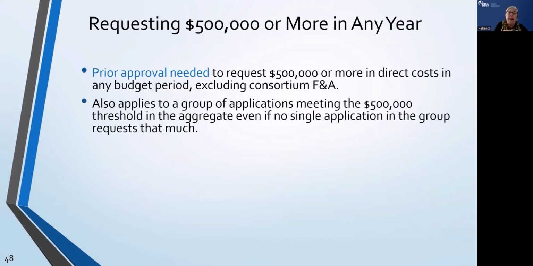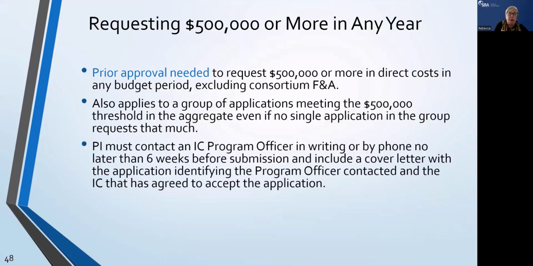And again, if there's a group of applications that are applying as a grouped consortium, still, if they're all coming in, they need prior approval. The ICs, you must contact the IC program officer and get something in writing. So there has to be a cover letter in the application that says, we talked to this program officer, or here is the interaction with the program officer, and that they've agreed to accept the application. This is so, especially the smaller ICs can plan their money expenditure a little bit better.